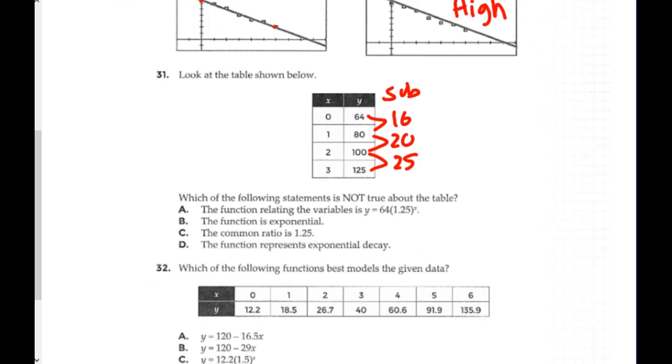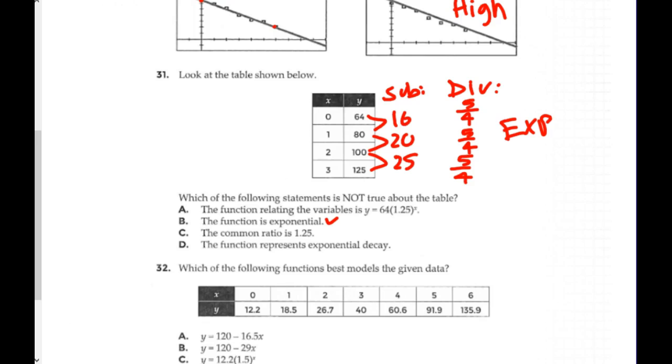Okay, if we were to divide them, let's see if that would give us anything. 80 divided by 64, 100 divided by 80. If we divide, we get 5 over 4, and we get 5 over 4. And then 125 over 100, we get 5 over 4. So this is exponential. Okay, so the function is exponential.